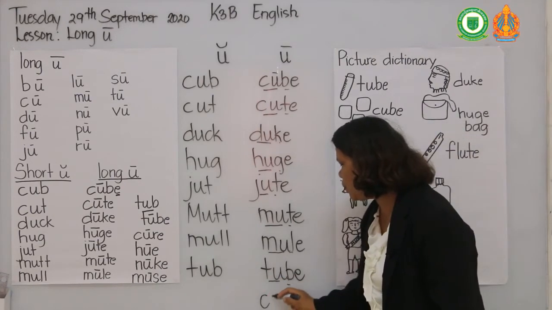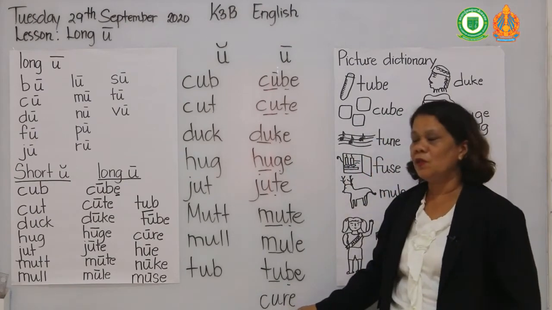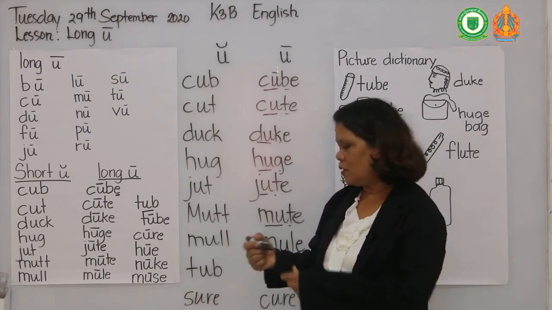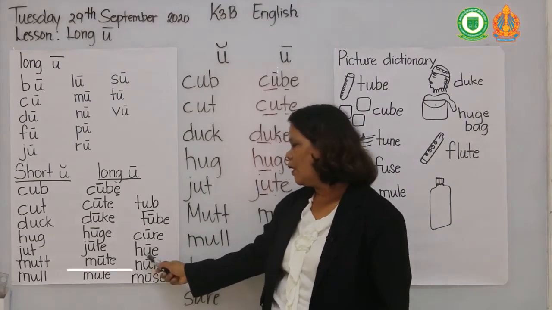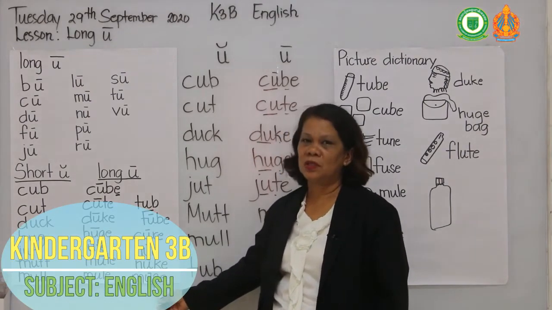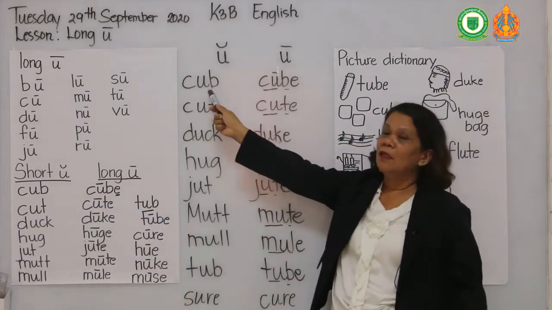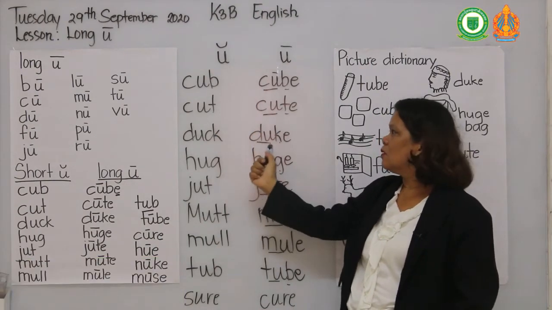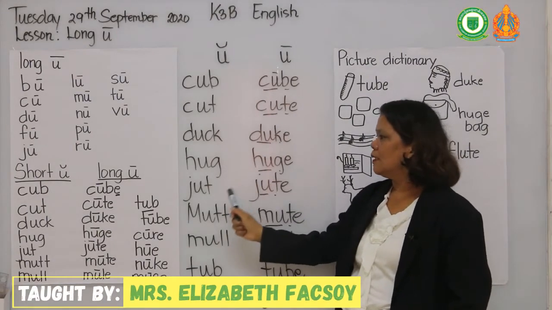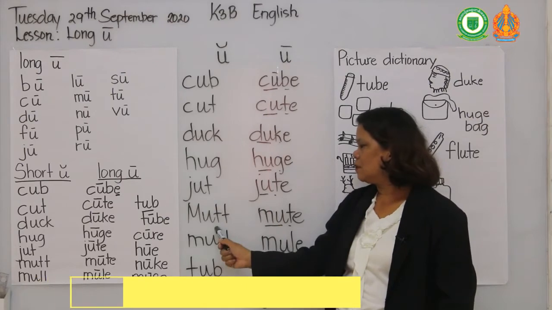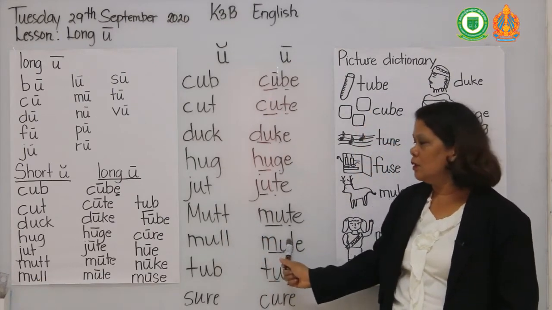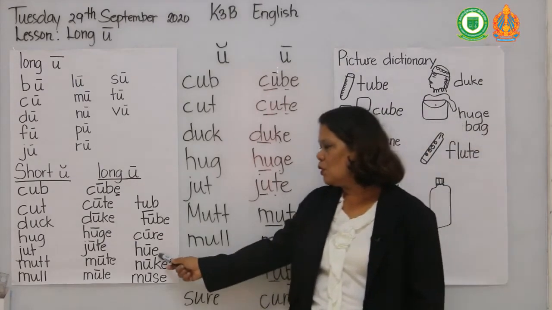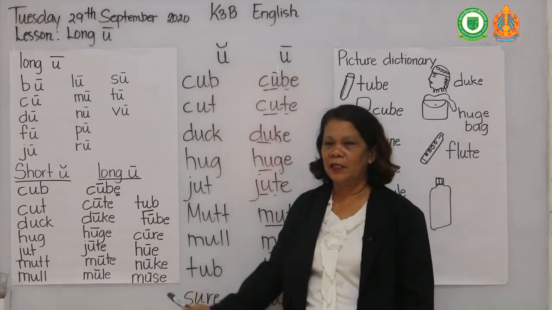We still have the word cure. Cu and re, cure. Shu and re, sure. And we have also the word hue, nuke and muse. Okay, again: cup, cube, cut, cute, duck, duke, hug, huge, jut, jute, mug, mute, mule, tub, tube, sure, cure, hue, nuke, and muse. Okay?